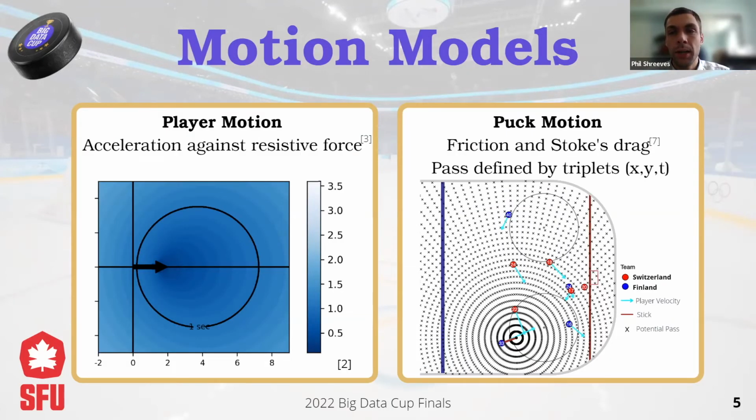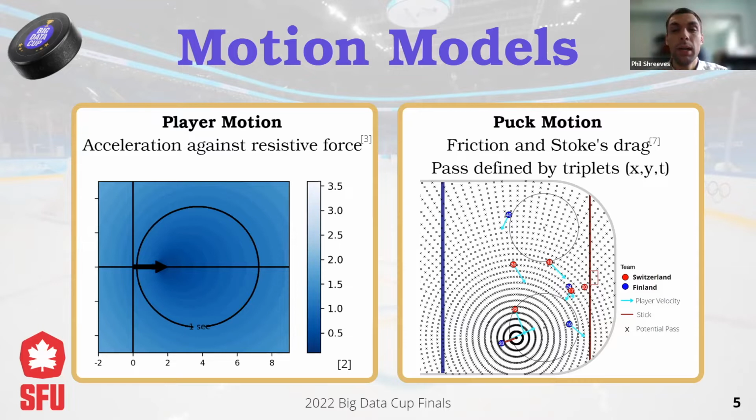Movement in hockey is complex, and we need to model player and puck motion before moving on to evaluate passing. Our player motion model assumes players accelerate against a resistive force leading to a maximum speed. We add a reaction time of approximately 0.2 seconds, during which the skater will continue in their current direction at their current speed before converging onto their new target. Our puck motion model uses friction and Stokes drag.